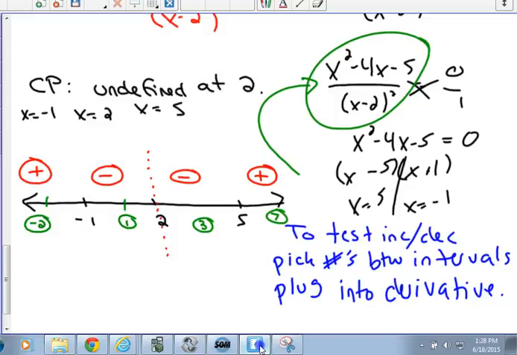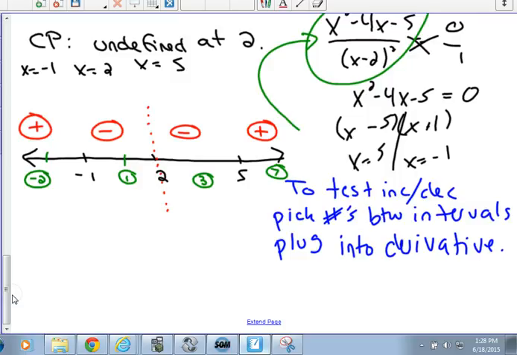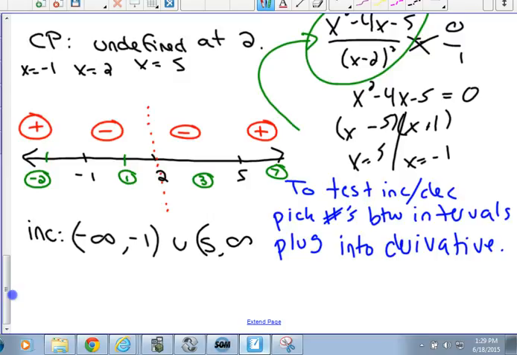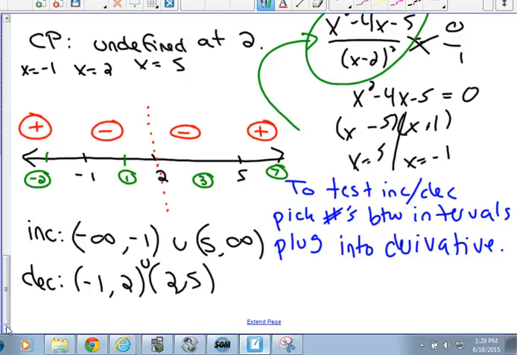So it's increasing from negative infinity to -1. All right, so now when you do your increasing, decreasing, we're going to be increasing from negative infinity to -1, and then 5 to infinity. And decreasing, we're going from -1 to 2, and then 2 to 5. Good. Why would you not want to do from -1 to 5? Because there's an asymptote. Good, because there's an asymptote. We want to make sure we're not including it.